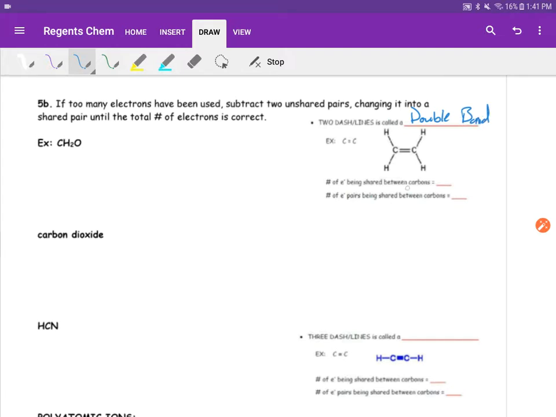So how many electrons are being shared, do you think, between the carbons? Again, making sure you're answering the question that's asked. It says electrons, so there are 4 electrons. How many electron pairs? There would be 2. Okay, let's jump down here.